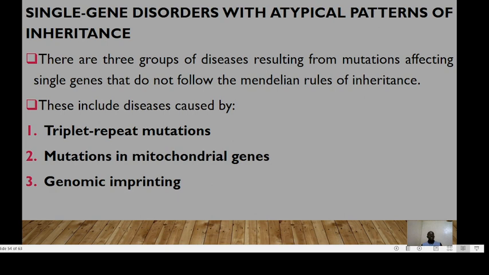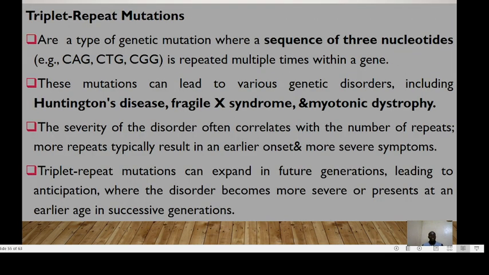Next, we have the single gene disorders with atypical patterns of inheritance. So these are the three groups of disease resulting from mutations affecting single genes that do not follow the Mendelian rules of inheritance. Okay, so this could include diseases caused by triplet repeat mutations, mutation in mitochondrial genes, and genomic imprinting. So when you look at triplet repeat mutations.